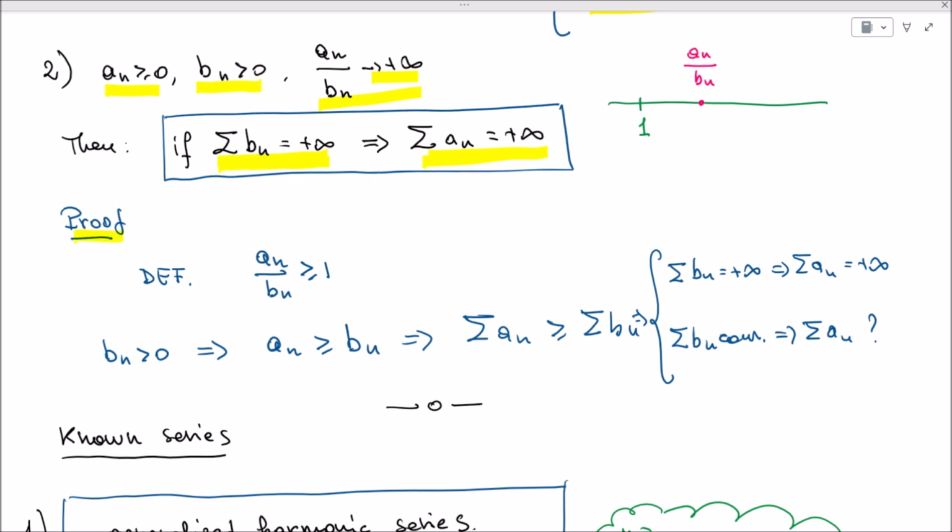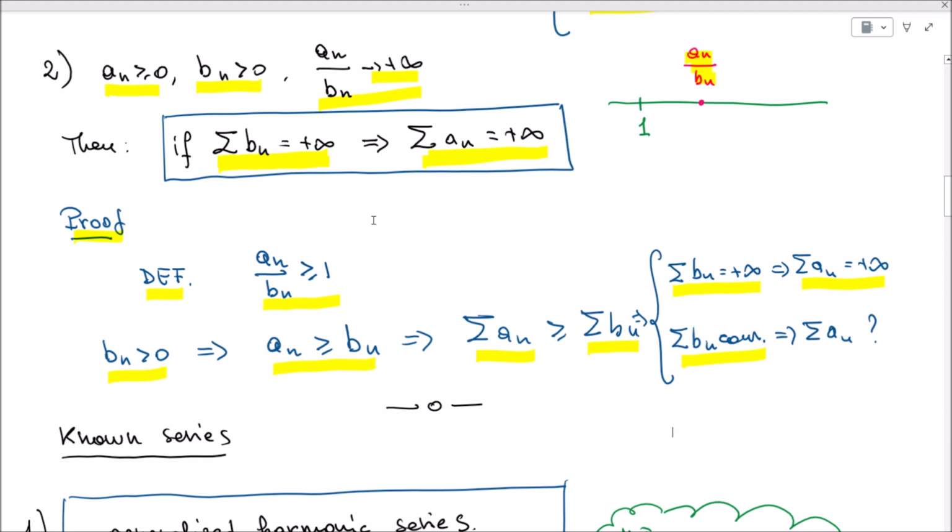Now we know that definitively this ratio will go beyond 1. So at some point An over Bn will be larger than or equal to 1. And if we multiply by Bn, we have that An is larger than or equal to Bn, which says that the partial sum of An is going to be larger than or equal to the partial sum of Bn. And this implies that if the sum of Bn diverges to plus infinity, this will push the sum of An to diverge as well. If instead the sum of Bn converges, we cannot say anything about the sum of An.